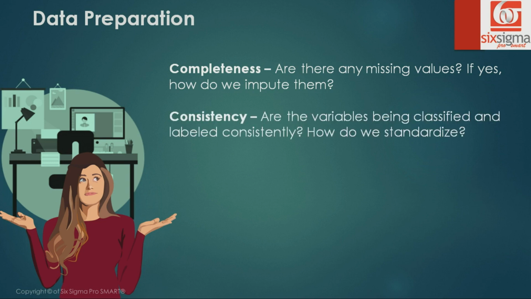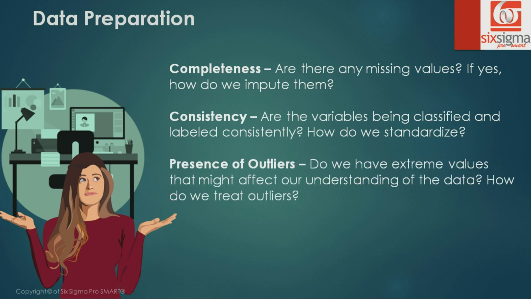Consistency issues. Are the variables being classified and labeled consistently? Say you have people punching in the data in their systems. There could be opportunities associated with their own understanding of the data. So there could be inconsistencies. Presence of outliers. If you've seen our videos on central tendency, you would know that outliers are the extreme values which influence the central tendency called mean or the average. So if we have outliers or extreme values present in our data, they need to be thoroughly investigated.